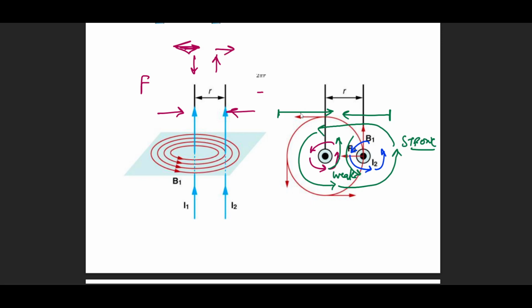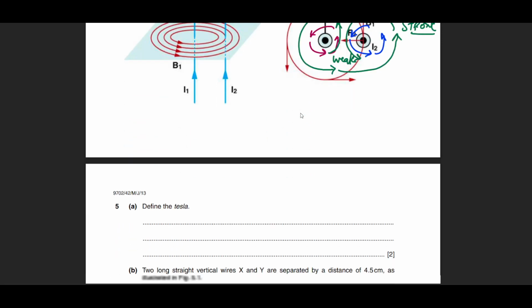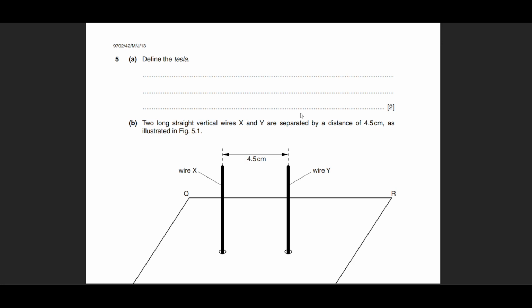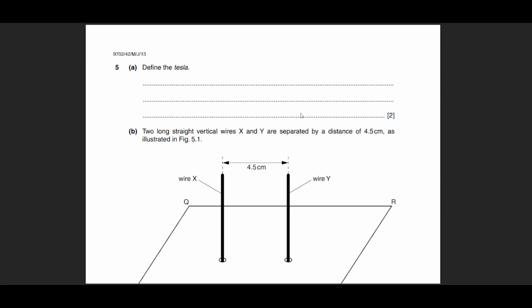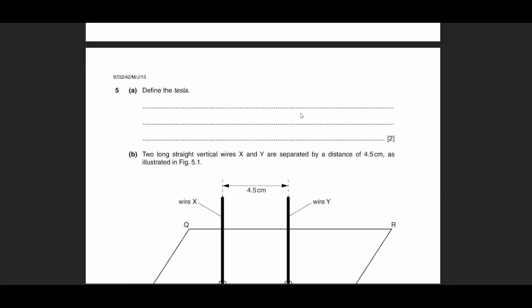That's why they're going to attract each other. This is basic O levels or IGCSE. Now, as I discussed earlier, we are going to discuss the Tesla part as well. Tesla is a unit of magnetic flux density, and I know that this is a part of a larger formula, F equals ILB.